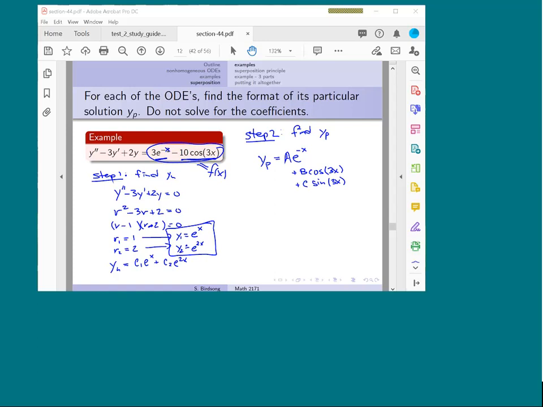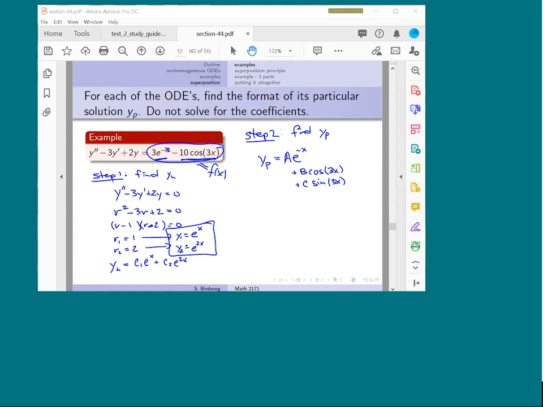What we just did, all right, so we are talking about our method of undetermined coefficients. We're looking at the example, second derivative of y minus 3 times y prime plus 2y equals 3e raised to negative x minus 10 cosine of 3x. We already found that the homogeneous solution is equal to c1 times e to the x plus c2 times e to the 2x, and we used the characteristic equation to find that.